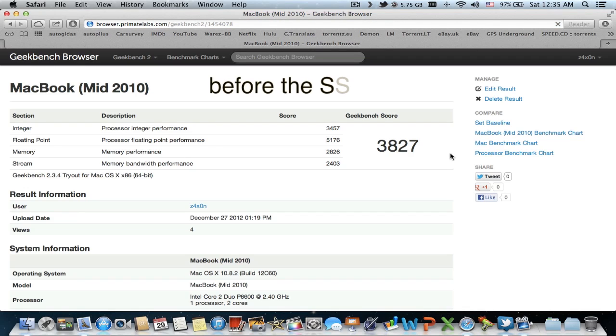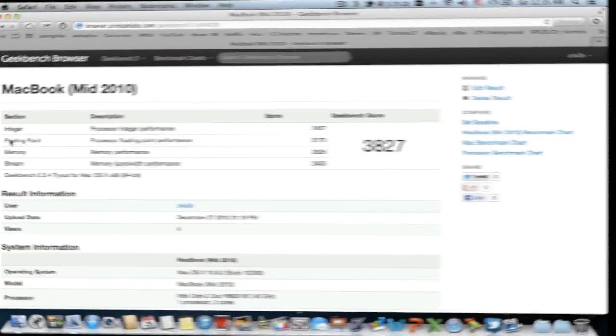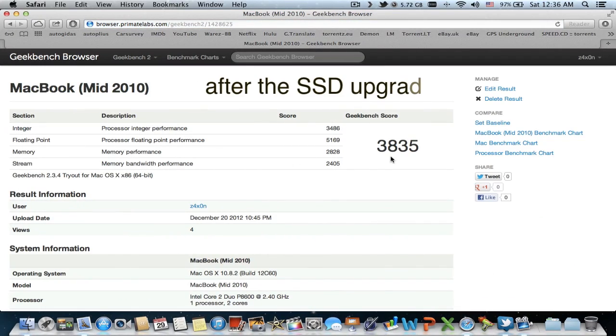Here we have the Geekbench results. This is before the SSD and we have after the SSD. They are very similar. There is really no difference because the Geekbench measures the processor speed and the RAM speed.